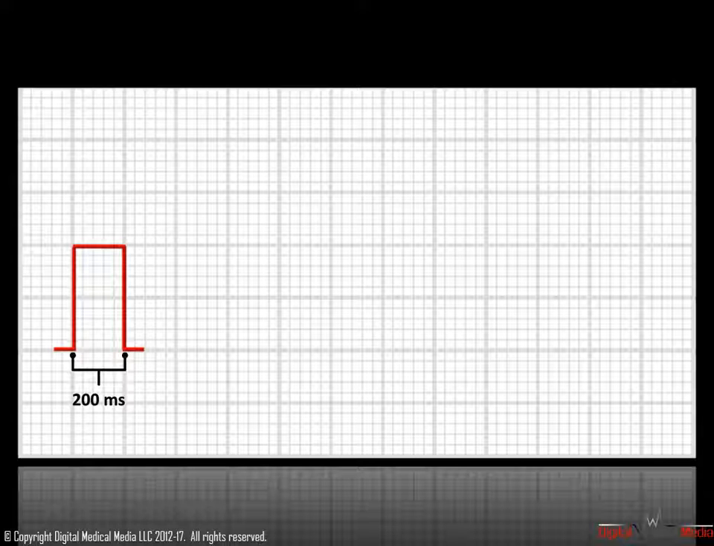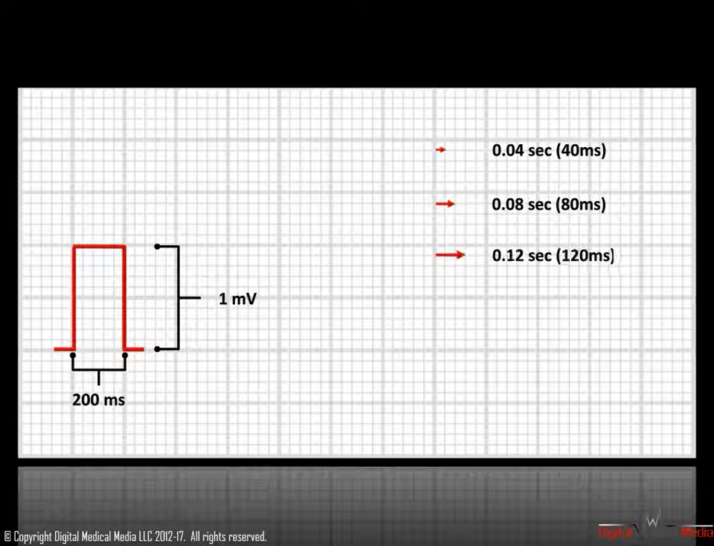Additionally, if the gain is set to normal, then the height of the signal will be two large boxes tall, which equals 1 millivolt in amplitude. As long as this standard potential is recorded in this way, then all of the following values will be true. Each small box is 40 milliseconds in time: 40, 80, 120, 160, 200. Each large box is 200 milliseconds wide, or 0.2 seconds. Because of the timing relationships on a standard 12-lead ECG, it is quite easy to get a rough idea of heart rate as long as you remember the following numbers.